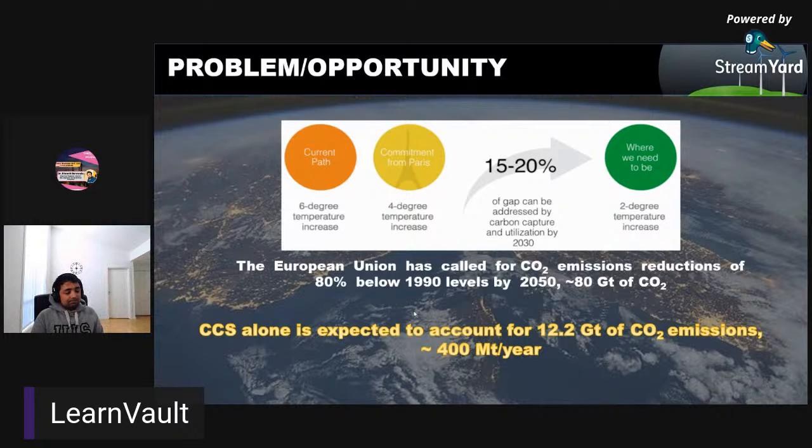But then, just to give an example, we have in Norway the Sleipner CO2 injection project that has been ongoing since 1998. But we are injecting at a rate of only 1 megaton per year. And you can imagine how many such projects we would need to achieve this 400 megaton per year milestone.